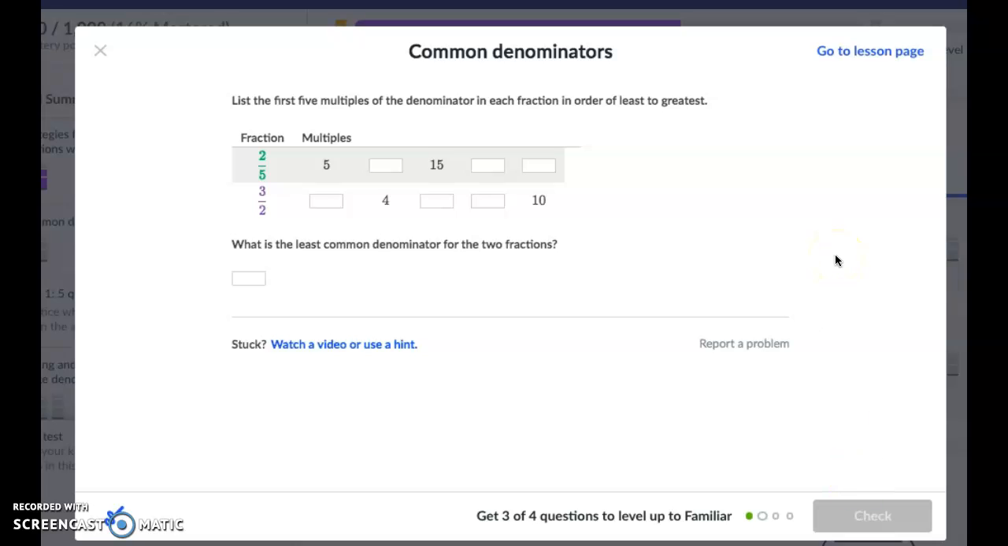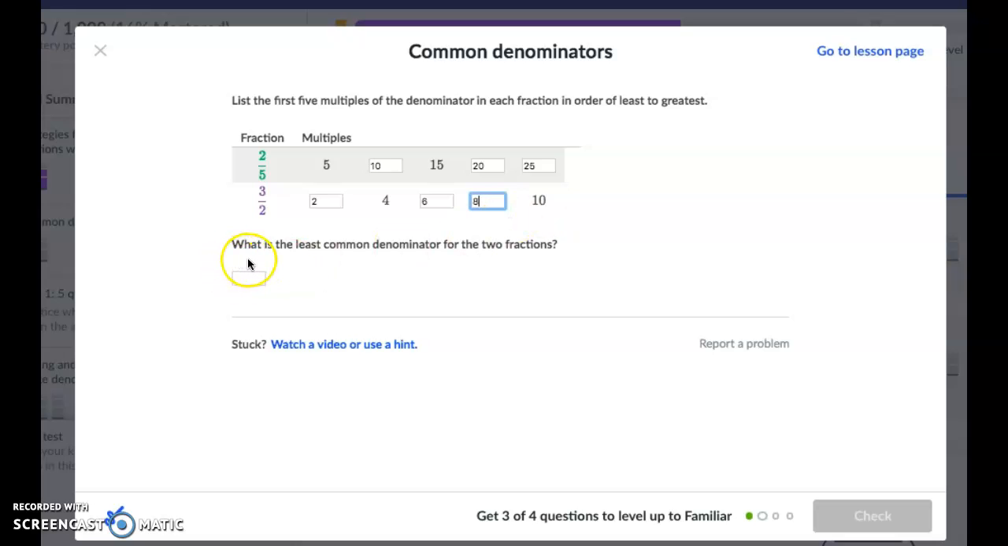List the first 5 multiples of the denominator in each fraction in order of least to greatest. So we're going to list our multiples of 5. So this fraction is 2/5, so we're looking at our denominator, 5. Our next multiple, we're just counting by 5s: 5, 10, 15, 20, 25. Then we're counting by 2s, the multiples of 2: 2, 4, 6, 8, 10.